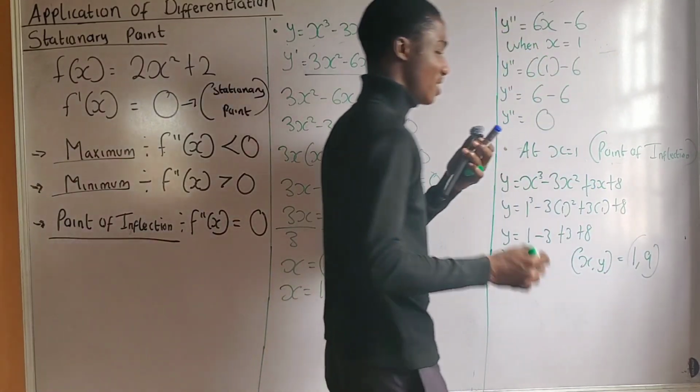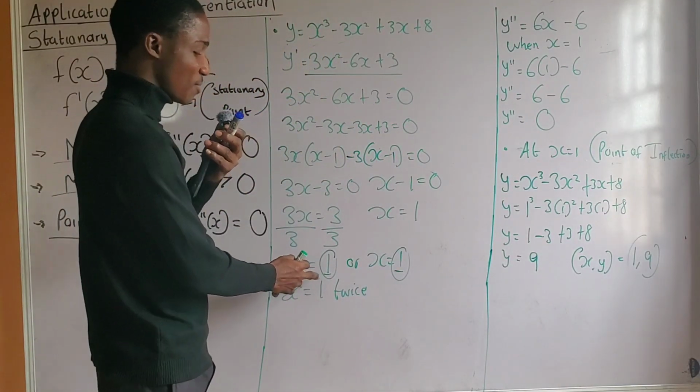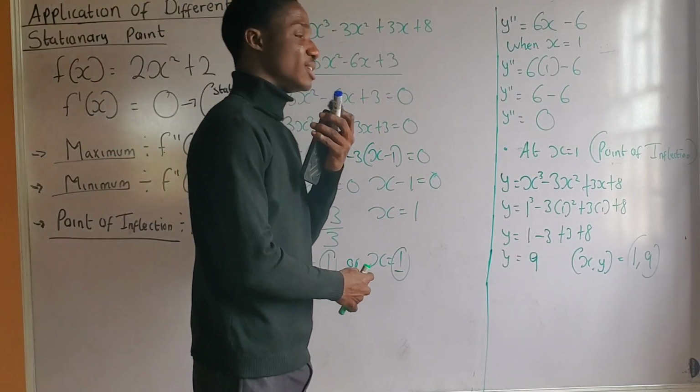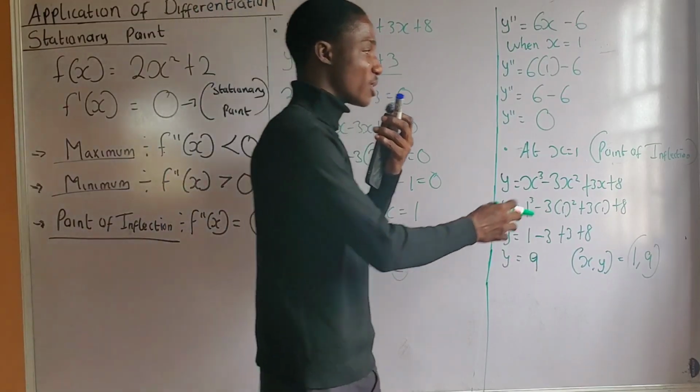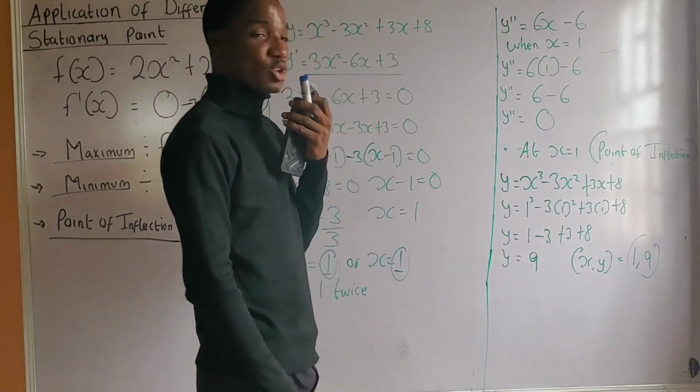Do you understand? Okay, so the stationary point is 1, and the nature of the stationary point is point of inflection. Do you understand? Okay, now I have a question for you.